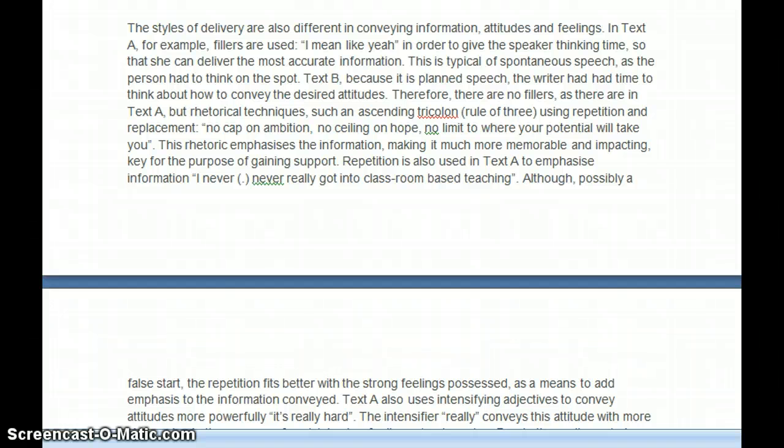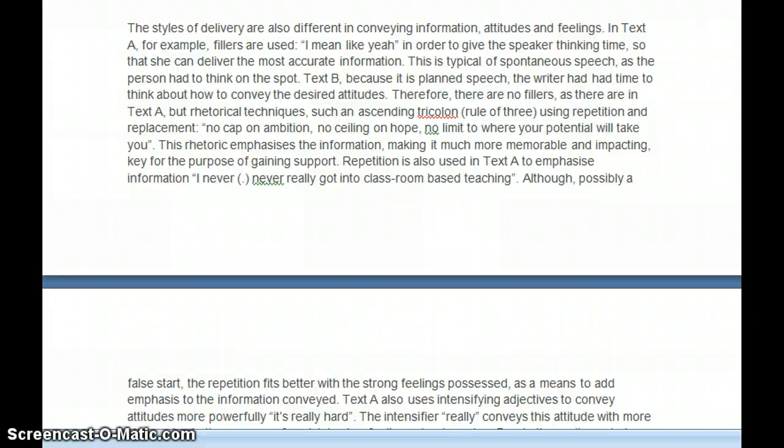The styles of delivery are also different. Try and find other words for different. That's one to look up in the thesaurus and see what you can find. In conveying information, attitudes and feelings, again, no connection at the start of the paragraph. You need to refer to the one above. I'm not quite sure how convey the desired attitudes.